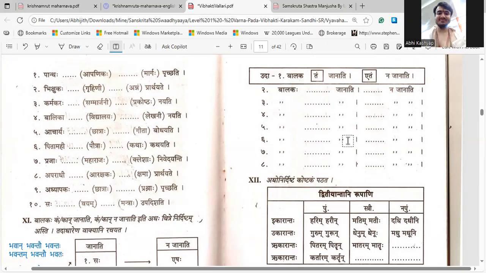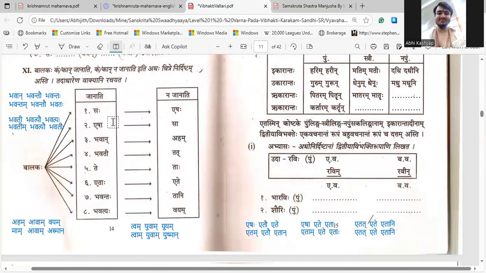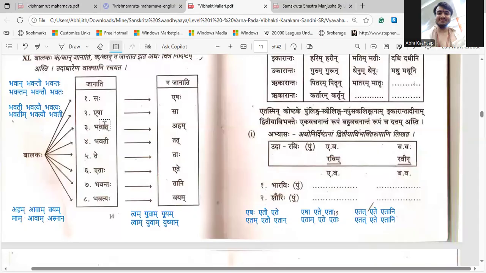What you have to do is change all these to Dvitiya Vibhakti. So you look at it and tell me now. Esha, what is the Dvitiya Vibhakti form? Etam. Etam janati. Sa, the Dvitiya form will be tam. Tam na janati.